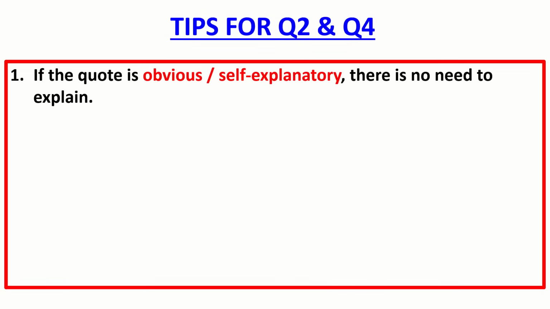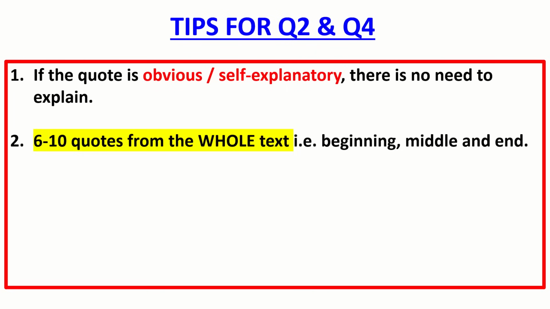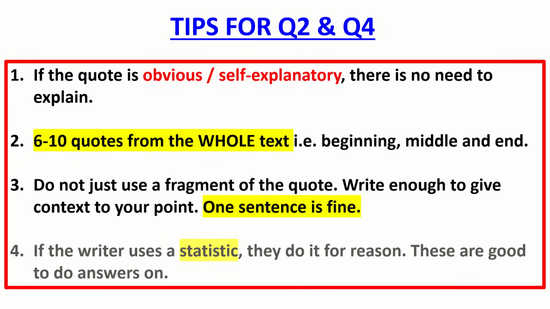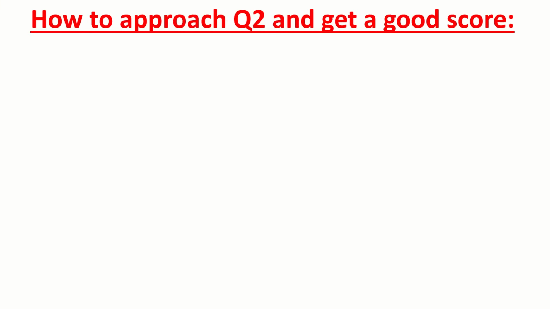If the quote is obvious or self-explanatory, there's no need to explain. Use 6 to 10 quotes from the whole text, i.e. beginning, middle and end. Don't just use a fragment of the quote, write enough to give context to your point. One sentence is fine. And if a writer uses a statistic, they do it for a reason. These are quite good to do answers on.